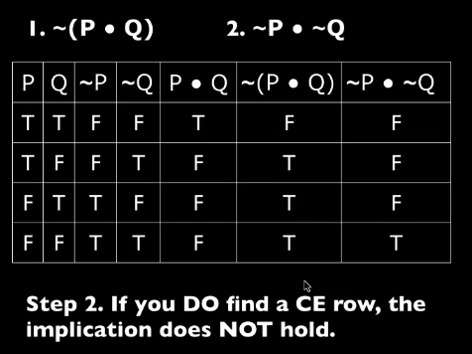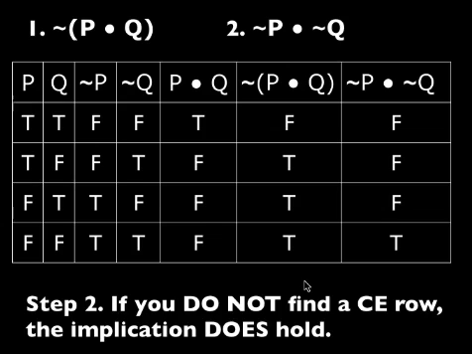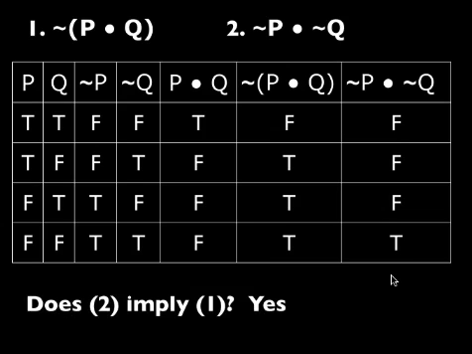Now remember, if we do find such a row, the implication does not hold. But if we don't find that, then it does. And you can see there isn't any such row. There's no row where we have a T here and an F there. So there's no counterexample row. So the implication does hold. 2 does imply 1.